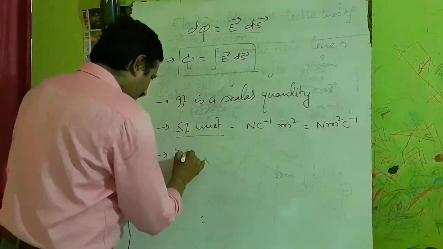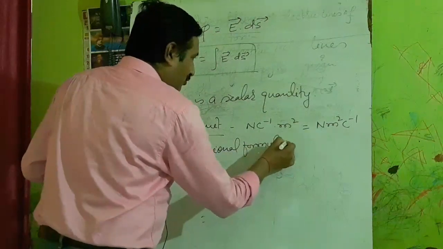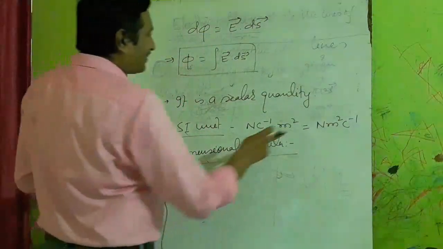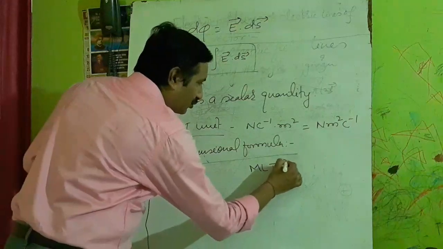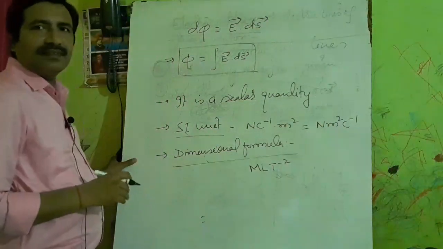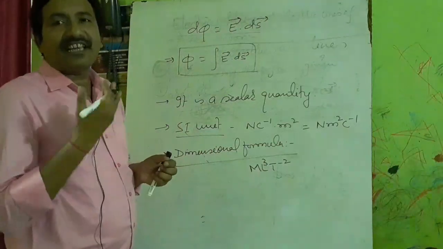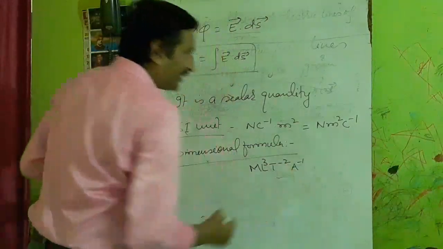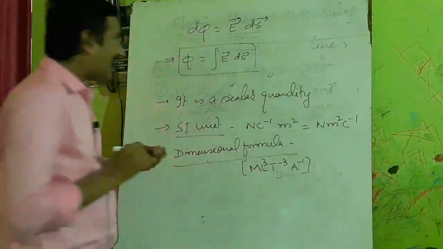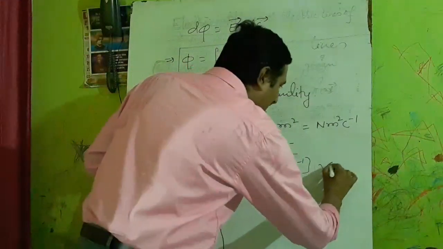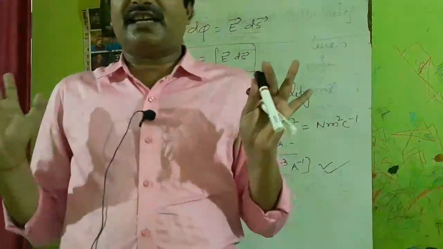Dimensional formula. Sometimes the dimensional formula of electric flux is also asked. So you see the dimensional formula. N means Newton, Newton means force. It is M L T minus 2. You see this is meter square, so L squared means this will be L cubed. Coulomb is I T or A T. So this is A minus 1, and T minus 1 will make it T minus 3. So this is the dimensional formula for electric flux. You should remember this dimensional formula because it can be asked in the examination. So now you understand about electric flux also.